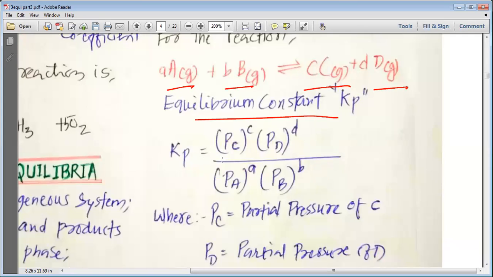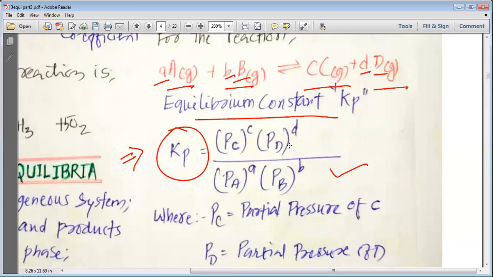Kp. So Kp is equal to Pc to the power c. See, I'm talking about this: pressure of C to the power c, the stoichiometric coefficient. Same way, P capital D to the power d, divided by PA to the power small a and P capital B to the power small b. This is how we represent the equilibrium constant, and instead of Kc, we call it Kp.